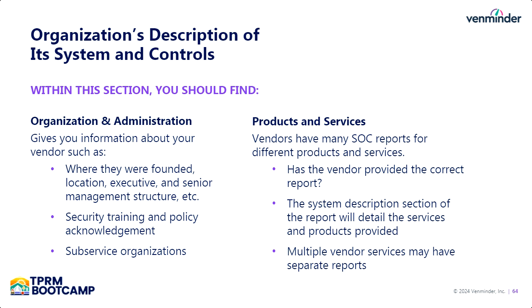This is so important. You want to make sure that your vendor has given you the right report. Vendors have tons of SOC reports nowadays for different types of products and services, so you want to make sure you're looking at the right one. The system description section will detail the services and products provided. And like I said, many vendors separate out products into different reports, so you want to make sure that you're looking at the product or service that you use and that that report covers it correctly.